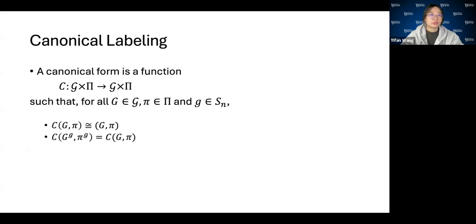Now we are ready to move to the canonical labeling. Canonical labeling is a function that transforms a graph into a unique form that remains invariant under isomorphism. This means that if two graphs are isomorphic, their canonical forms will be identical. By converting graphs to their canonical forms, we reduce the isomorphism problem to a very straightforward comparison of those canonical forms.